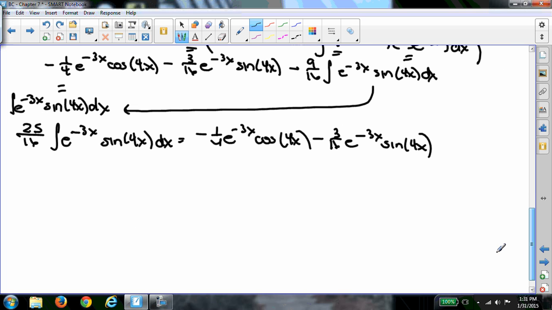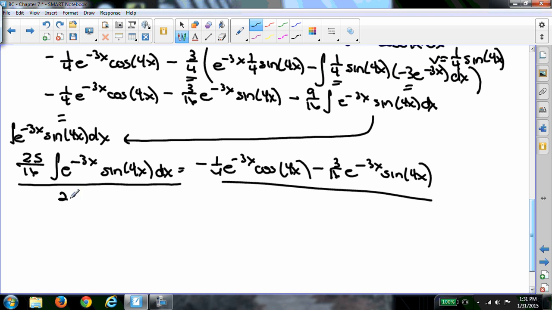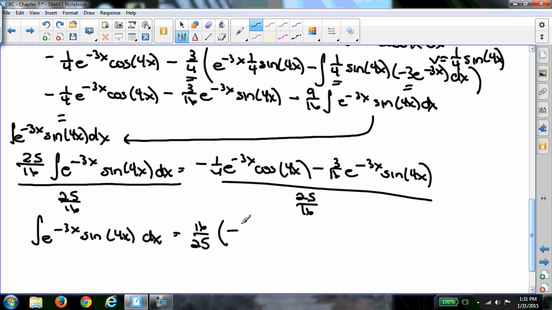And last step is to divide both sides by 25/16. So treating it like an algebra problem. And so my final answer for the integral of e to the negative 3x sine 4x dx is 16/25 times the quantity negative 1/4 e to the negative 3x cosine 4x minus 3/16 e to the negative 3x sine 4x, plus c.